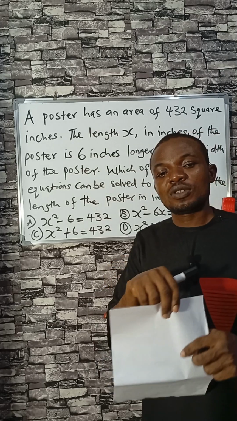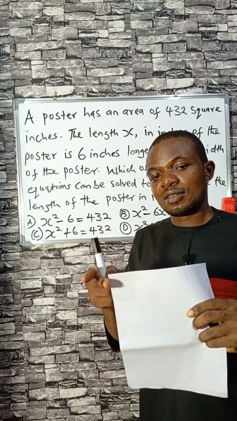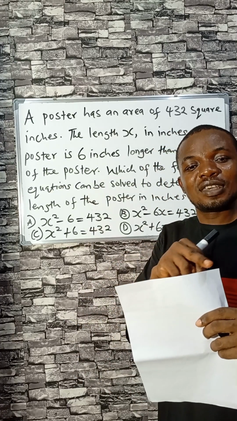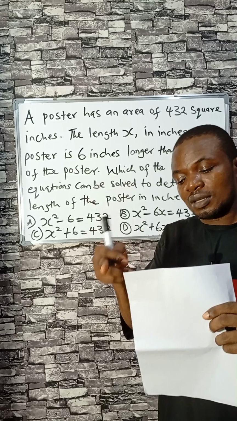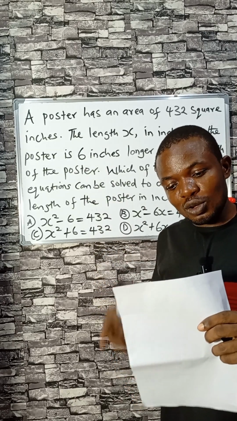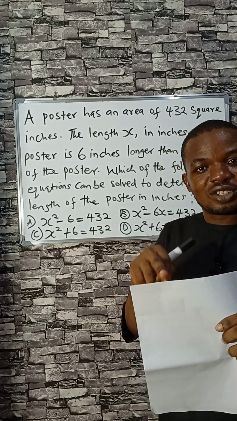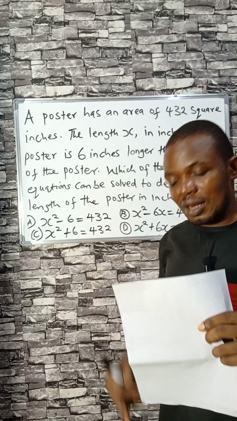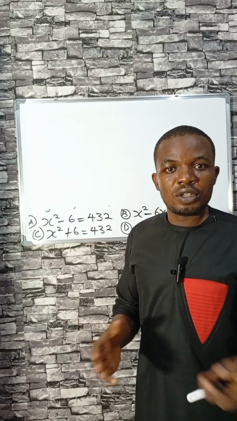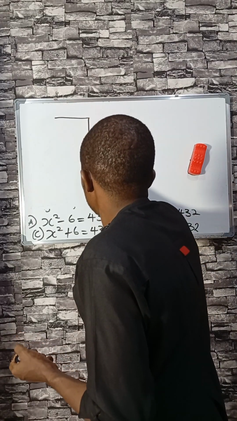So assuming this is the poster, we are told that the length here is x and the width is 6 inches shorter than the length. So if the length is 6 inches longer than the width, it means that the width is 6 inches shorter than the length. So once you understand this, good to go. Obviously, the poster is rectangular in shape. So you draw the rectangle.